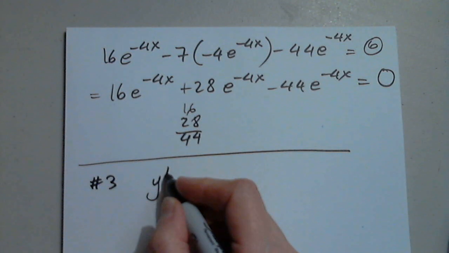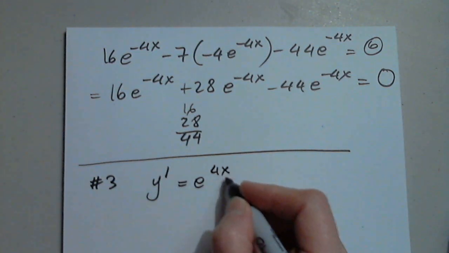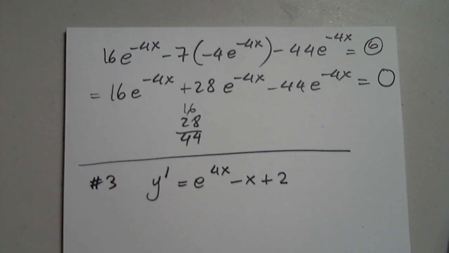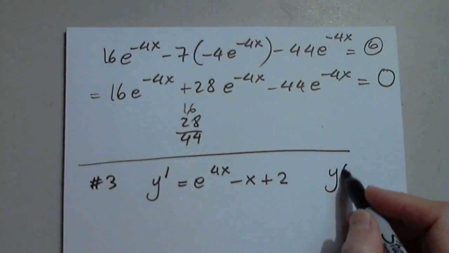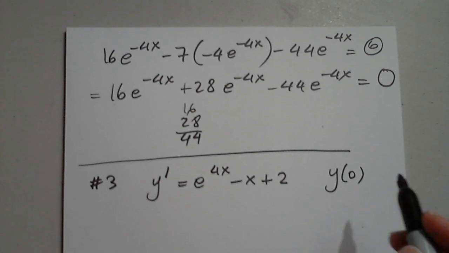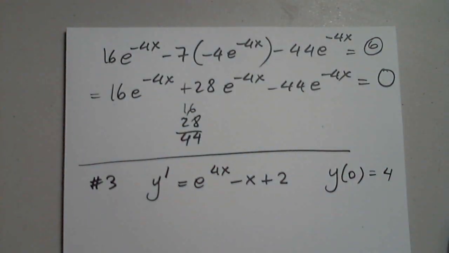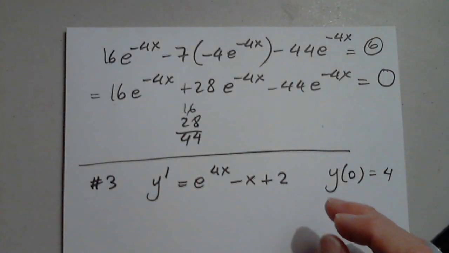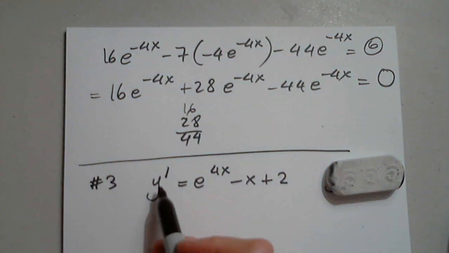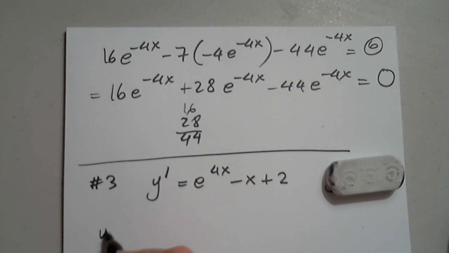We are given y prime equals e to 4x minus x plus 2. And we are told also that when x is 0, the y or function or f of x or y is 4. Okay. We know what this means. I'll refresh your memory in a moment. So forget about the initial condition for a moment. So we're given y prime. We're asked to find y.